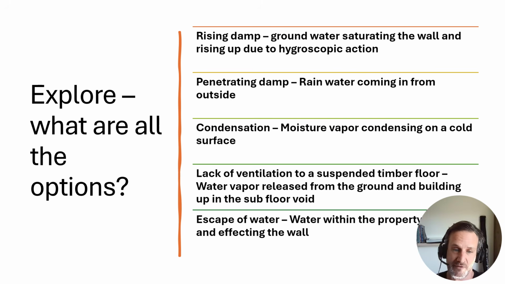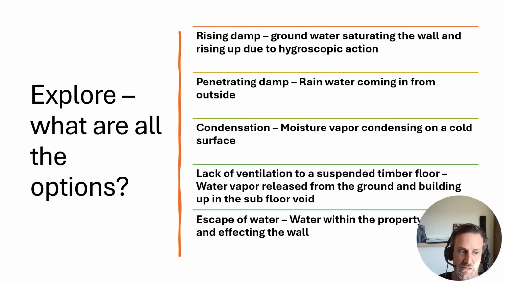And then, of course, we can never forget escape of water. So that is water that is already within the property, within the services of the property, escaping and then affecting the wall. So we've gone through, look, these are all of the possible options. At this stage, we're not trying to narrow that down. We're not trying to exclude things or prove things. We're just saying these are all the options. And this is a really important stage.